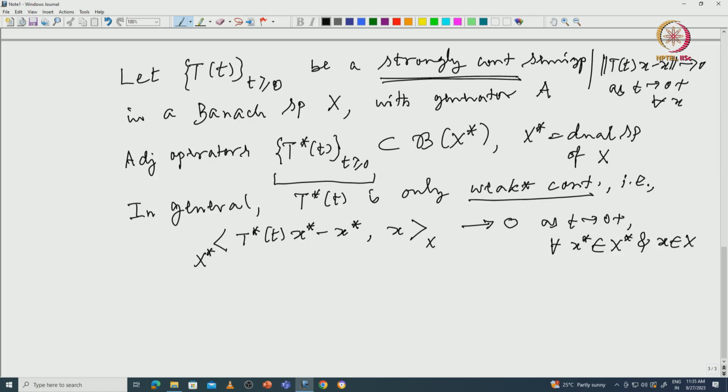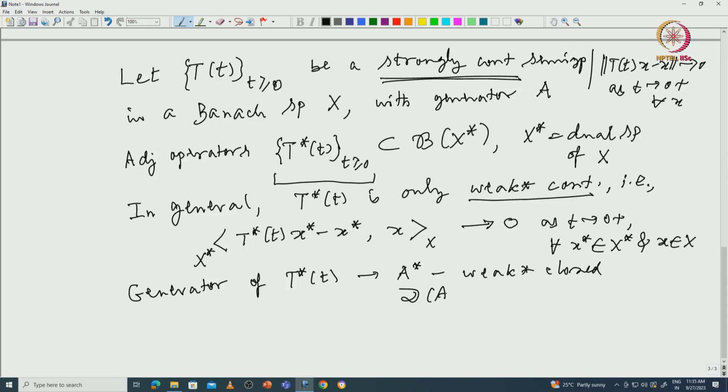Okay. And so I will not further emphasize this. So the generator of T star(t) is again defined only in the sense of the weak star topology. Okay. So call it A star. So this is weak star closed, and the domain of A star is also weak star dense.